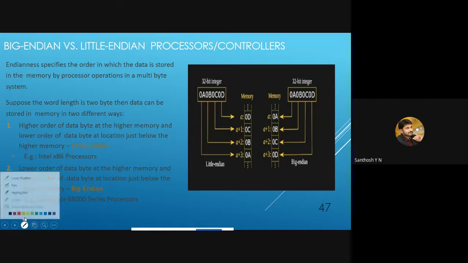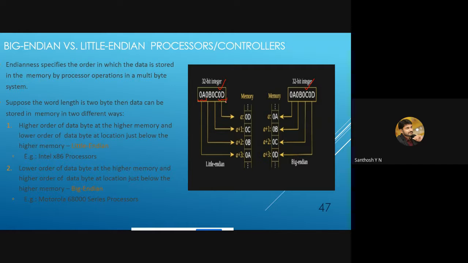I think if I just tell you these statements, you will not have understood. So let me explain with the help of a diagram here. This is your data. What is the length of your data? The length of your data is 32 bits. Now the lower order of the data means what? Among this 32 bits, 0D is the lower order data, and 0A is the higher order data.